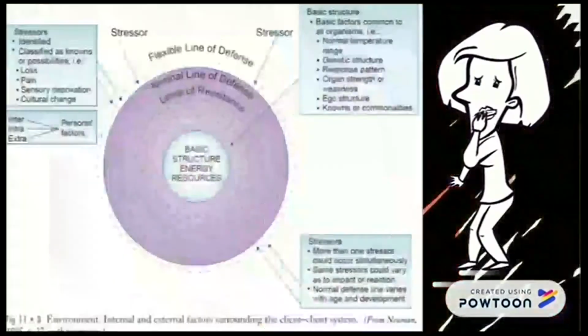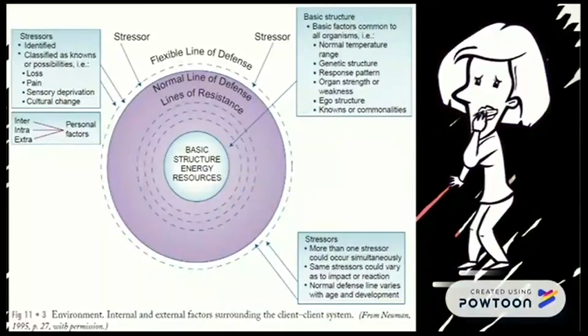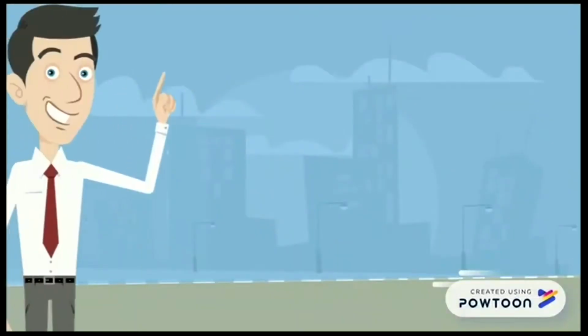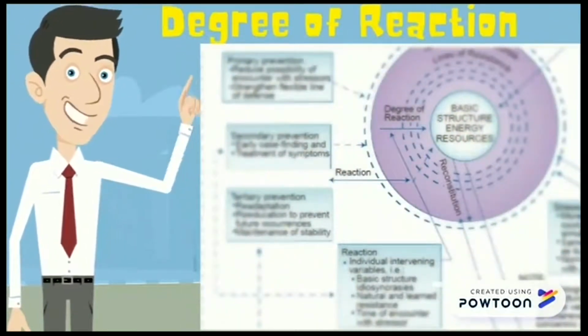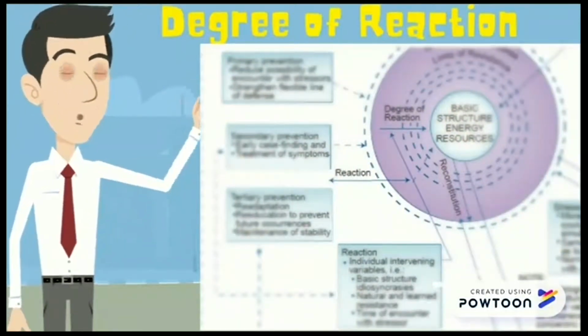More than one stressor could occur simultaneously. The same stressor could vary as to impact or reaction. Degree of reaction represents system instability that occurs when stressors invade the normal line of defense.